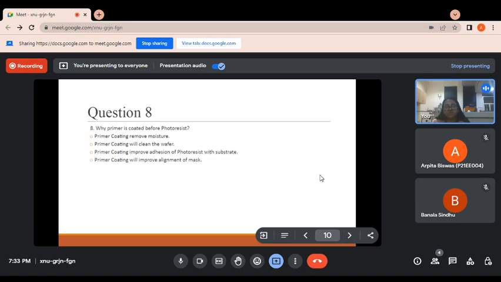And the next question is, why is primer coated before the photoresist? The first option is primer coating removes the moisture. The second option is primer coating will clean the wafer. The third option is primer coating improves the adhesion of photoresist with the substrate. And the last option is primer coating will improve the alignment of the mask. So what is the right answer? There is no hurry, take your time and then try to guess the answer.